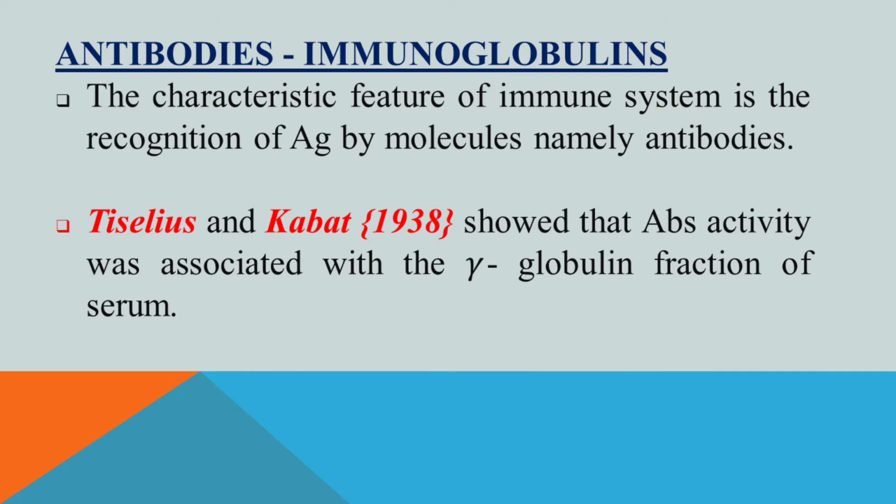The characteristic feature of the immune system is recognition of antigen by molecules, namely antibodies. Tiselius and Kabat in 1938 showed that antibody activity was associated with the gamma globulin fraction of the serum. So the term gamma globulin thereafter became synonymous with antibodies.